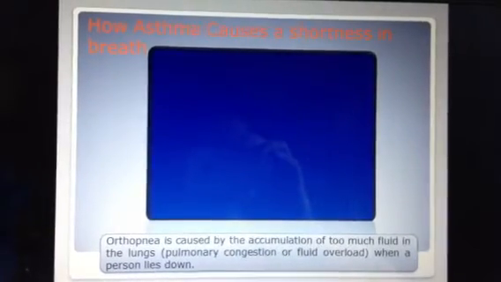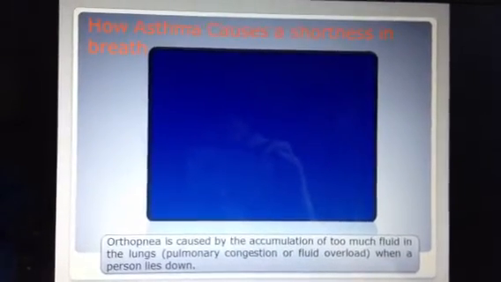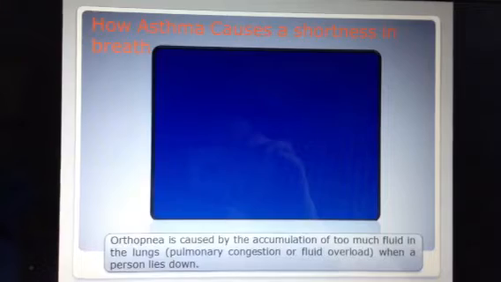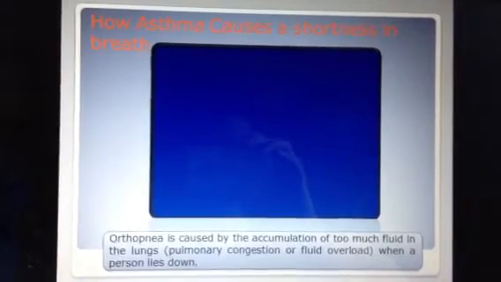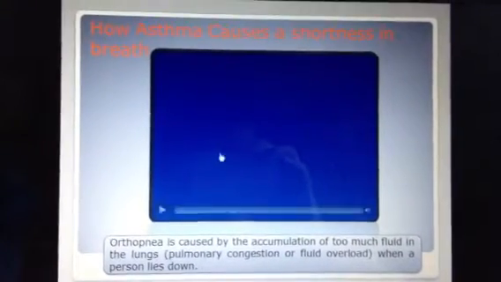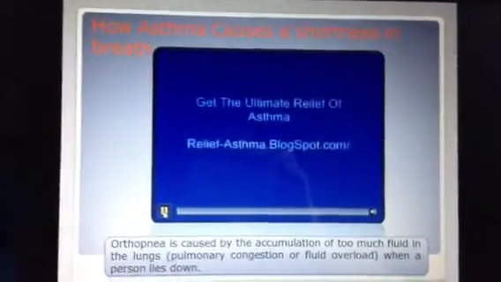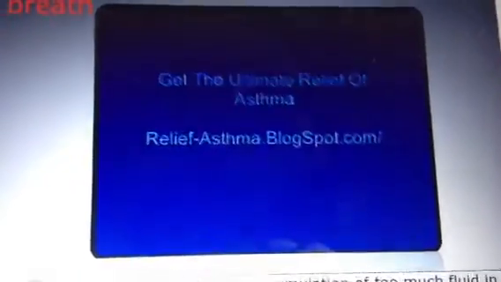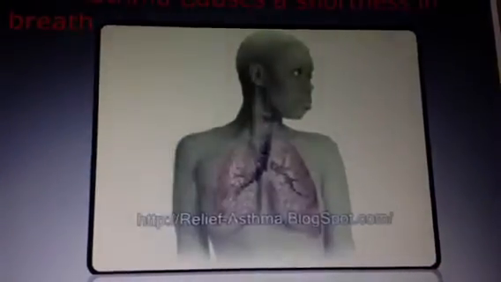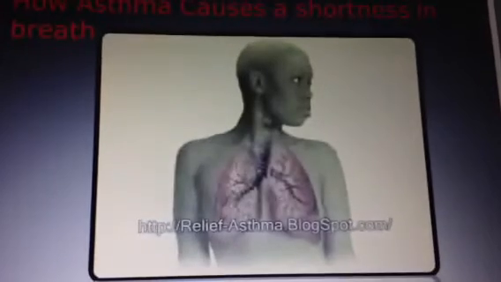How does asthma cause shortness of breath? Orthopnea can be caused by accumulation of too much fluid in the lungs. In this video, we explain how asthma causes shortness of breath. Asthma is a condition characterized by breathlessness and wheezing.